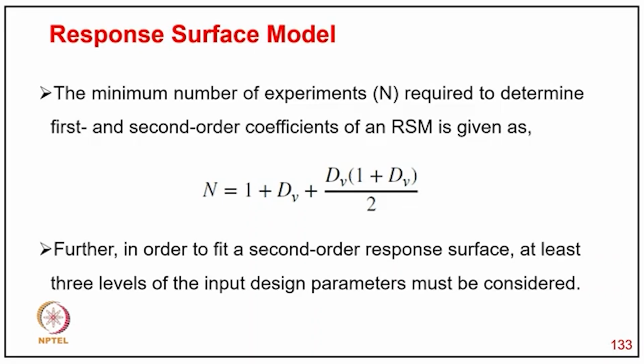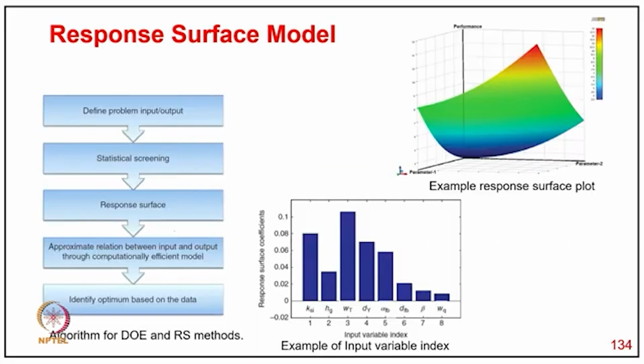Further, in order to fit a second order response surface, at least 3 levels of the input design parameters must be considered. This is typically the methodology of the response surface method, and how we go about the algorithm for RS method, with examples of input variables. So starting from defining the problem of input and output, then statistical scaling, then response surface, then an approximate relation between the input and output through a computationally efficient model, and identifying the optimum based on data.